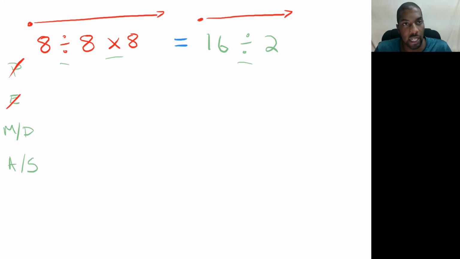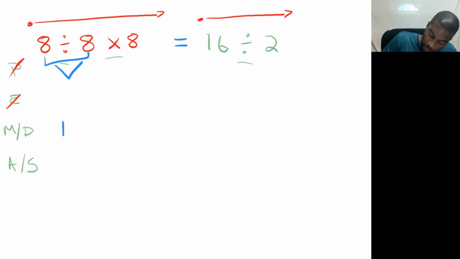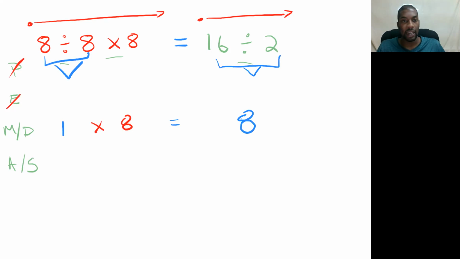So on the first equation, I need to do my first operation, which is division. And I say to myself, okay, what is 8 divided by 8? Anything divided by itself is 1. Then I have my multiplication down here, and I'll get to that in a second. Over here, I have 16 divided by 2. 16 divided by 2 is 8. All right, now I can finish this up. I've done my division from left to right. Now I can do my multiplication. 1 times 8 is 8.